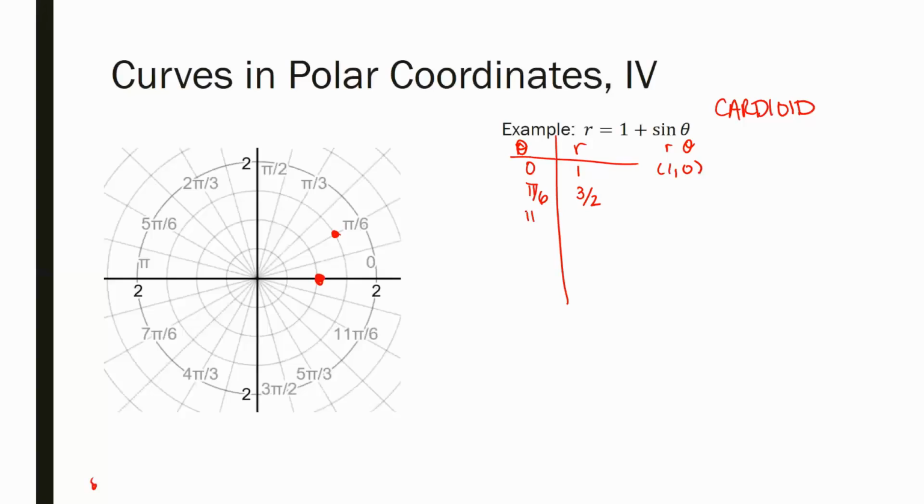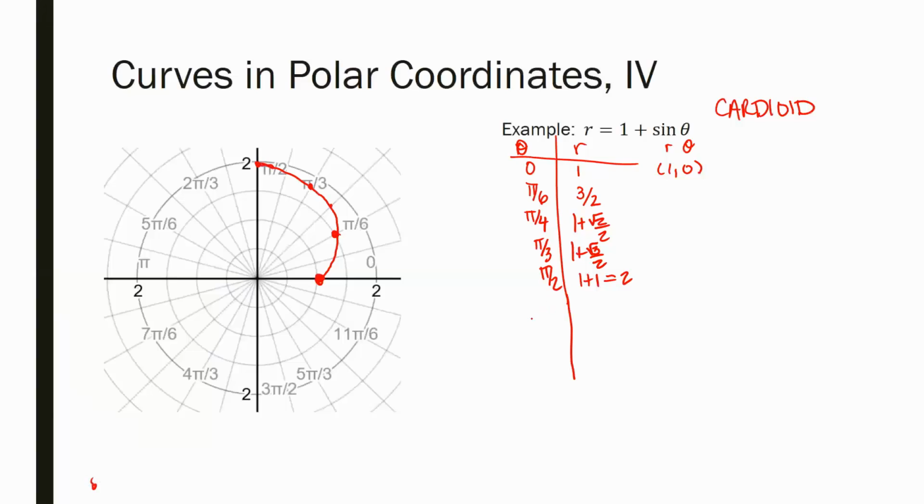And then at pi over 4, we've got 1 plus root 2 over 2. So that's further out. And then pi over 3, we've got 1 plus root 3 over 2, because everyone loves the unit circle. And then at pi over 2, that's when the cardioid takes its biggest value, because we're going to get 1 plus 1, or 2. And so we sort of rotate out to here. So we've made a shape kind of like this. It's actually got a horizontal tangent up there, if I had drawn it properly.